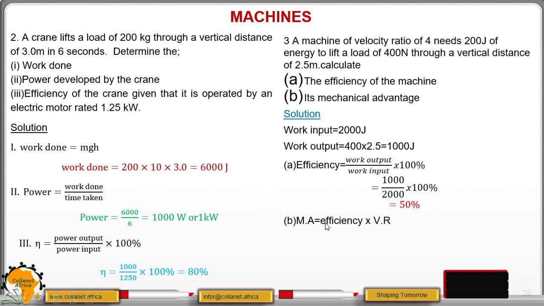So mechanical advantage is equal to efficiency times velocity ratio. So it is 50% times 4. If you get 50 over 100 times 4, you get that the mechanical advantage is 2.